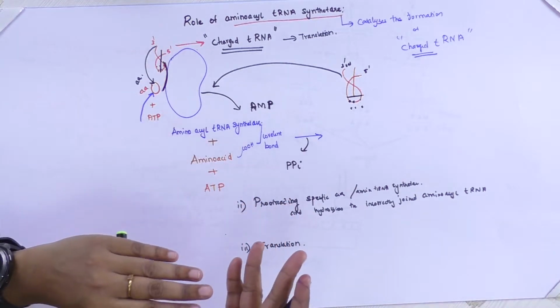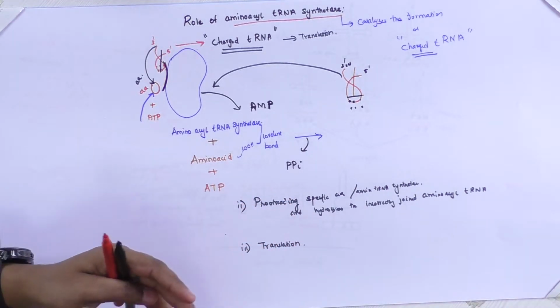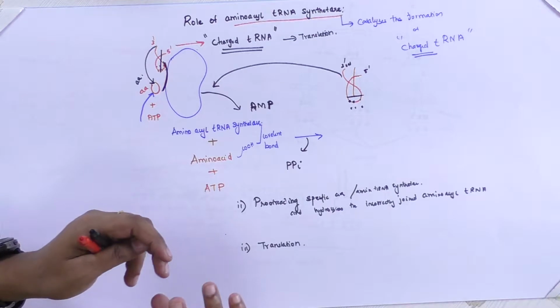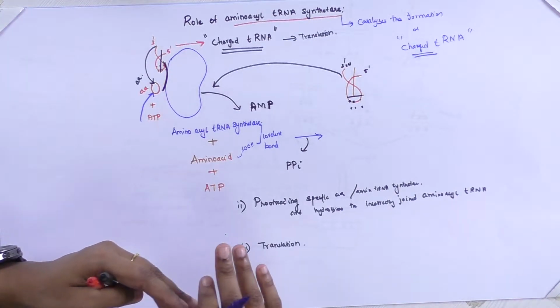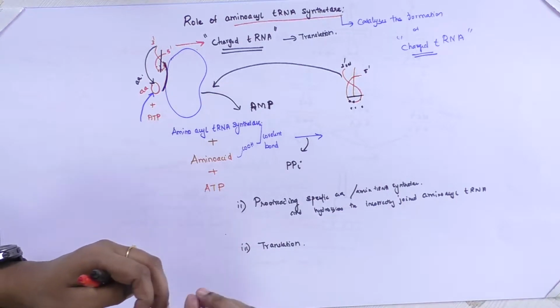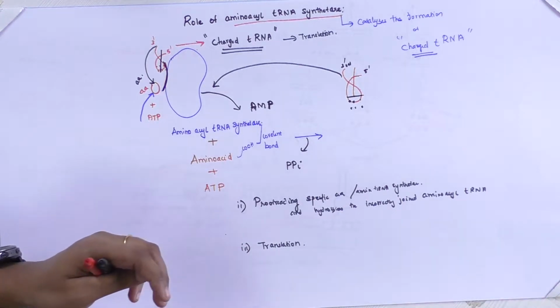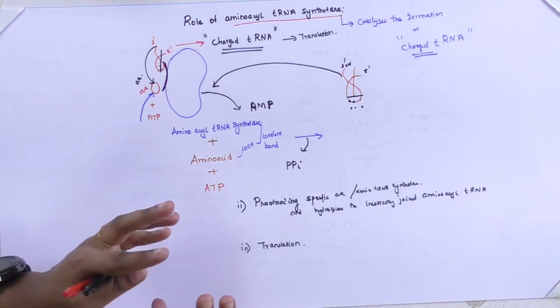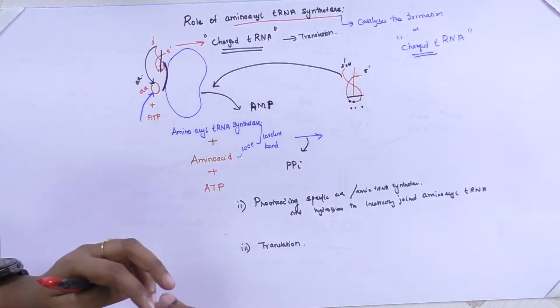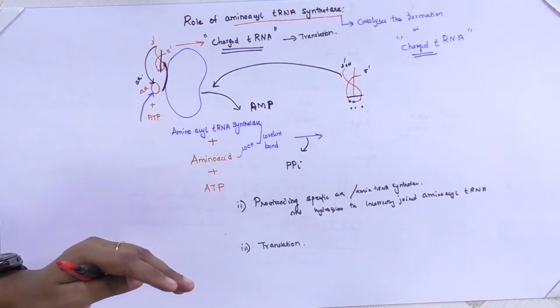The amino acid tRNA synthetase enzyme has an active binding site where it is recognized by an amino acid along with an ATP molecule, where energy is required. Once an amino acid comes and binds to the active site of the enzyme, the ATP is utilized and pyrophosphate will be released out.